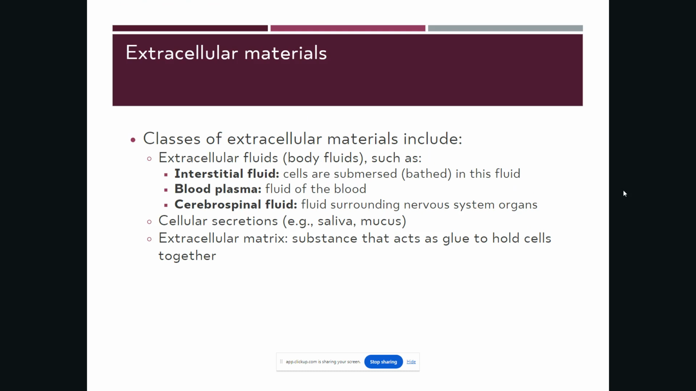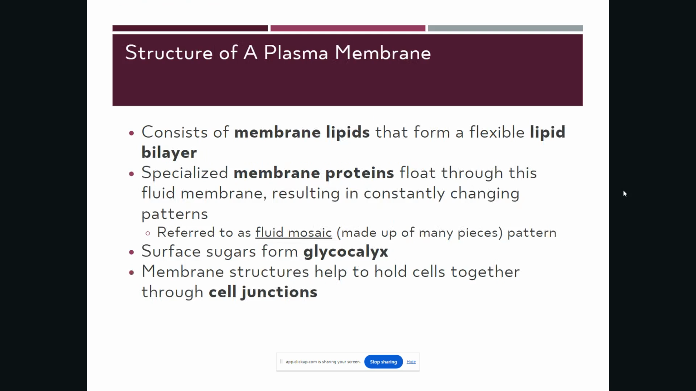Probably one of the most important parts of this extracellular space is the extracellular matrix. That is because this substance acts as a glue to hold cells together. It provides both cell structure and helps dictate some of their function. But let's look at the plasma membrane and look at what it is made up of. What is the barrier itself made up of?